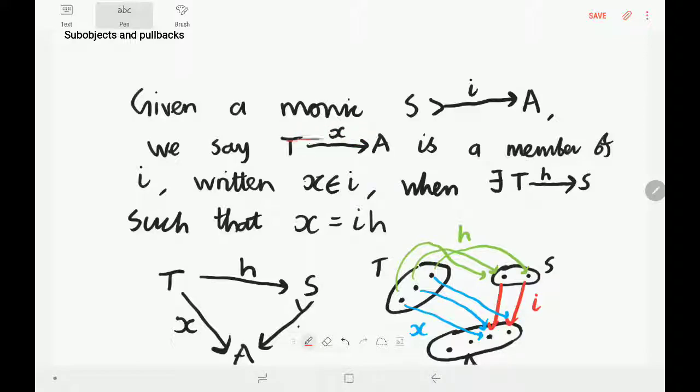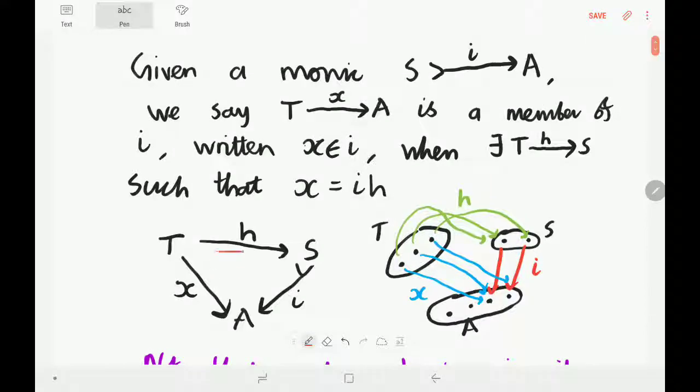Given an arrow X from T to A, we say that X is a member of I, written X ∈ I, when there exists an H such that X is equal to IH. So we have this triangle commutes. And we see in this example, basically in Set, what this notation means. It really means, in Set at least, that this function X is taking all its values in the subset which I sweeps out.